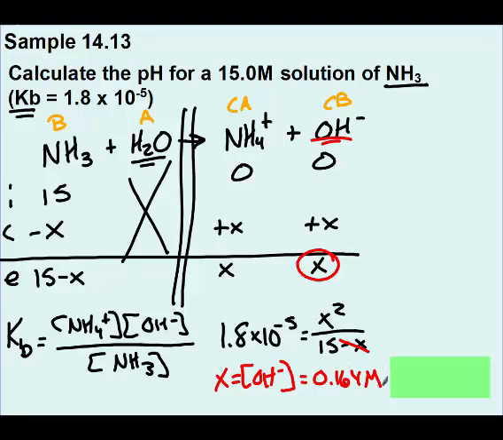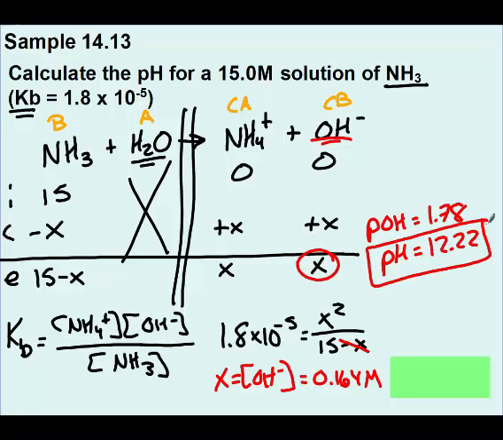But I want the pH. So first, I'm going to find my pOH by negative logging that, and I get 1.78. Therefore, my pH plus pOH equals 14, so my pH is 12.22. So these are just like weak acid problems, except you have to have water in your equation, so the base has something to gain a proton from. And when you get X, that's going to be your hydroxide. So first you find pOH, and then you find pH.